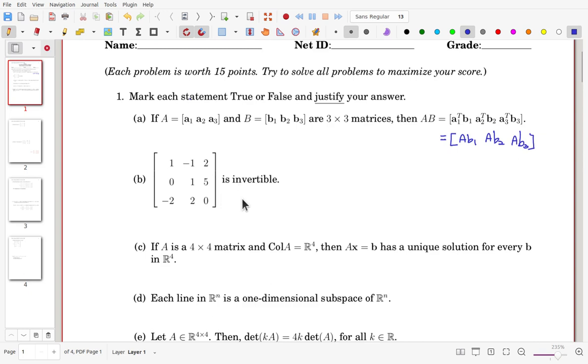The matrix is invertible. To check if it is invertible, you may try to count the number of pivots. Now we'll apply elementary row operations. 1, -1, 2, 0, 1, 5. For this pivot, we eliminate that one. Twice addition will be 0. Twice addition, it will be 0 again. Now that becomes 4. We have here 3 pivots so that it is invertible.